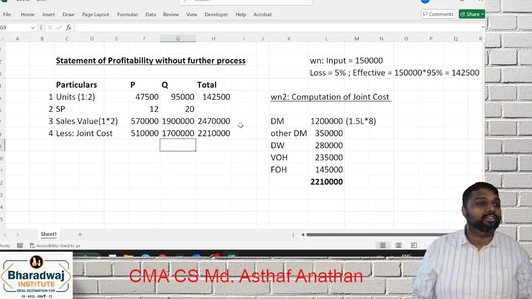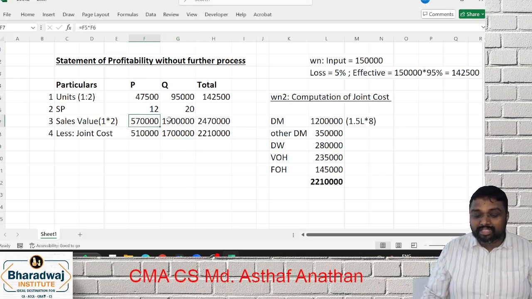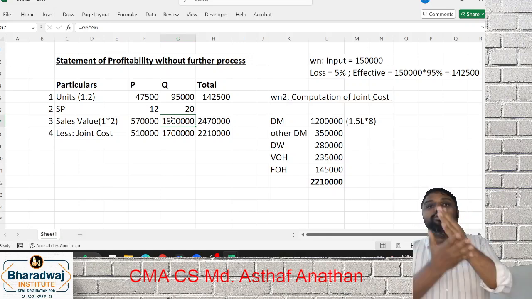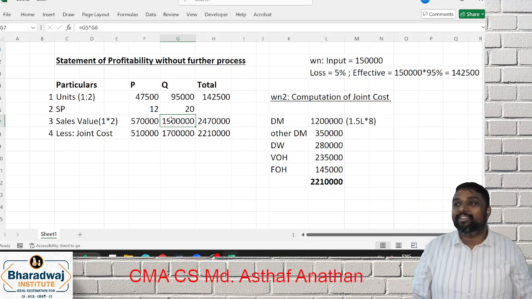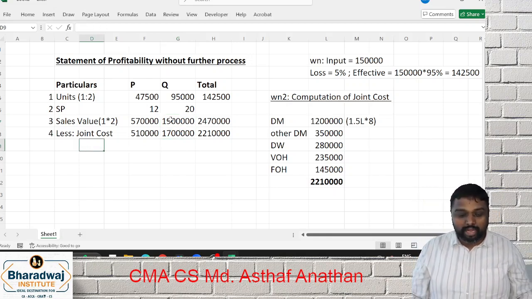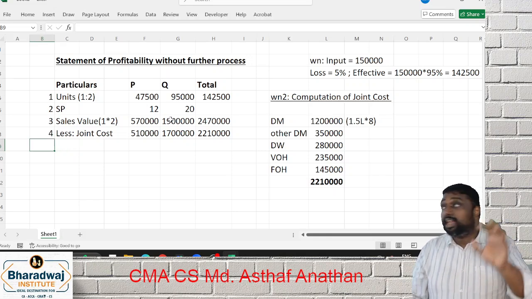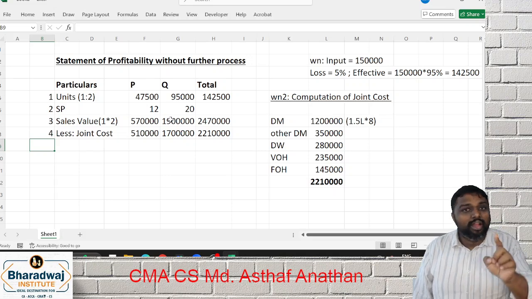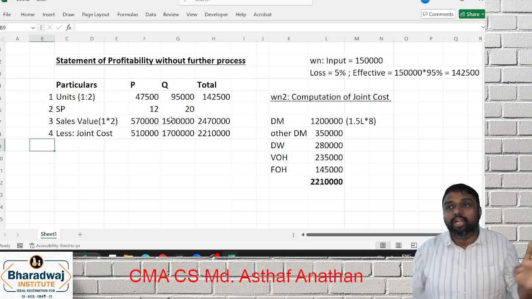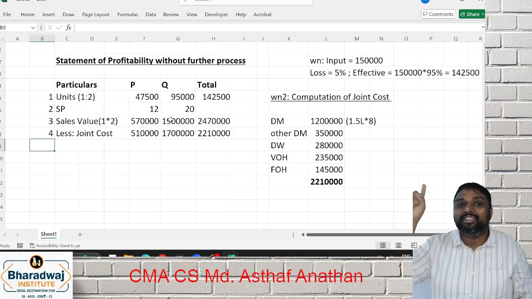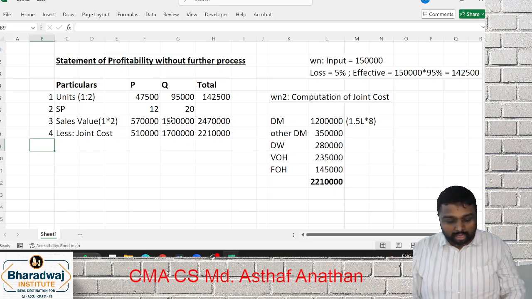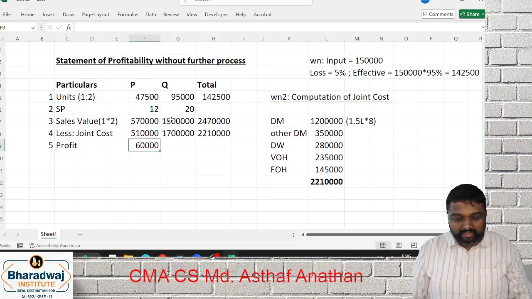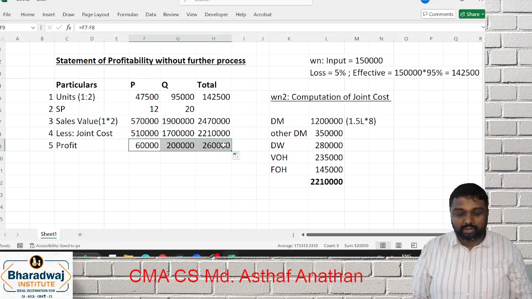We did a lot of joint cost. That is on the basis of 57 is to 190; on that basis we have to apportion. Now tell me, in the case without further process, do you incur any other cost? No. If the heading is without further process cost, there will be only one cost involved, which is none other than joint cost. So what is the profit? Your profit is 6. That's all.